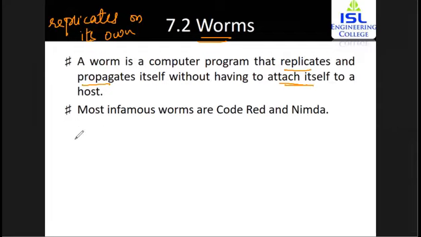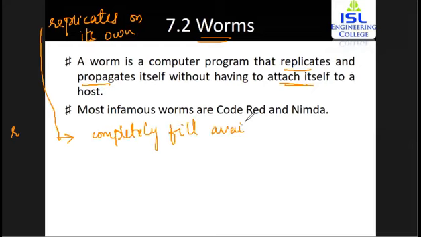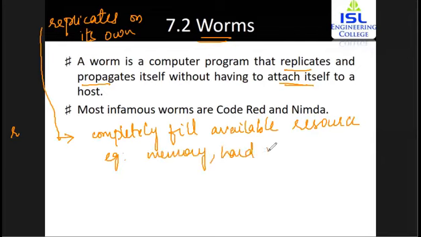Now these worms replicate themselves until they completely fill the available resources. Now what will be the different resources within a system? It can be the memory, it can be your hard drive space, or the network bandwidth. It is going to fully replicate itself to completely fill your memory, hard drive, or network bandwidth.